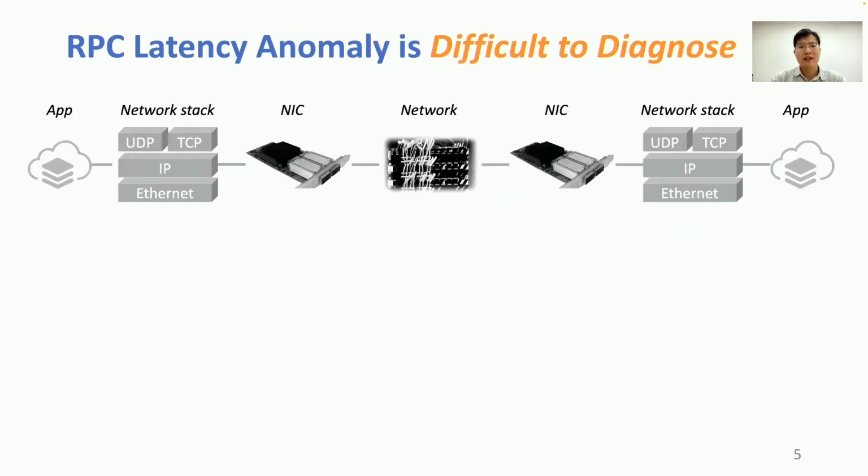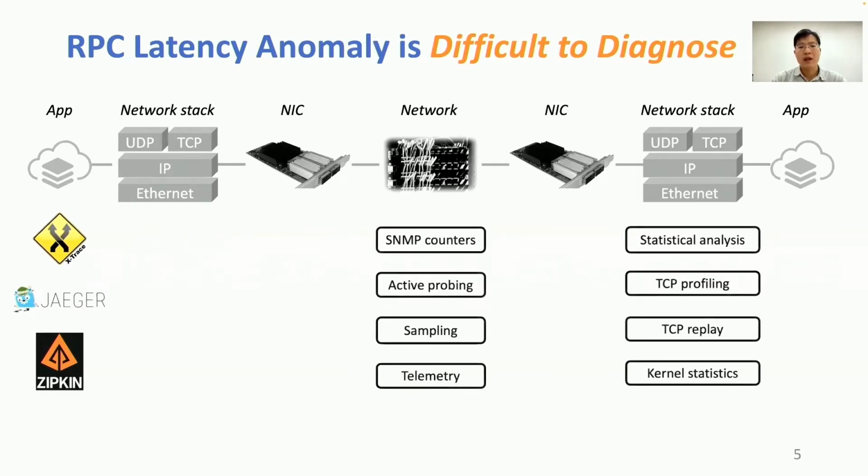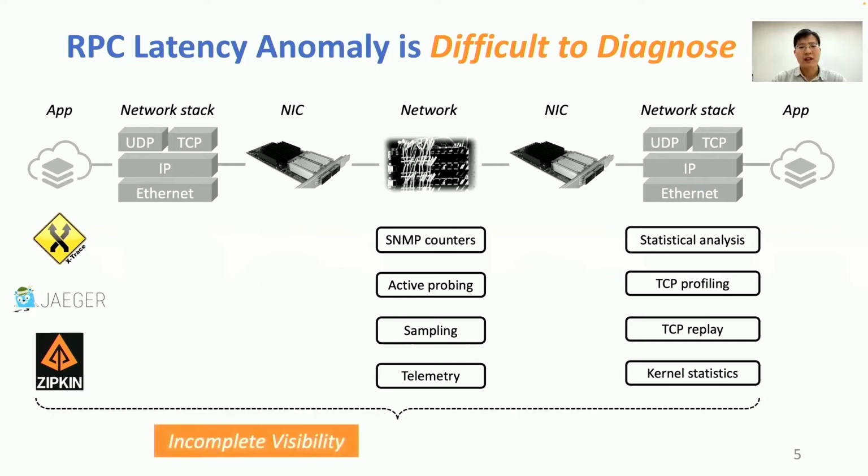Existing tools are designed to diagnose RLA in one layer, not all layers. For example, application performance tracing tools monitor end-to-end RPC latency, but have no detailed insight into lower layers. Meanwhile, many tools focus only on detecting problems in the stack or physical network. So, existing tools have incomplete visibility across the RPC lifecycle.